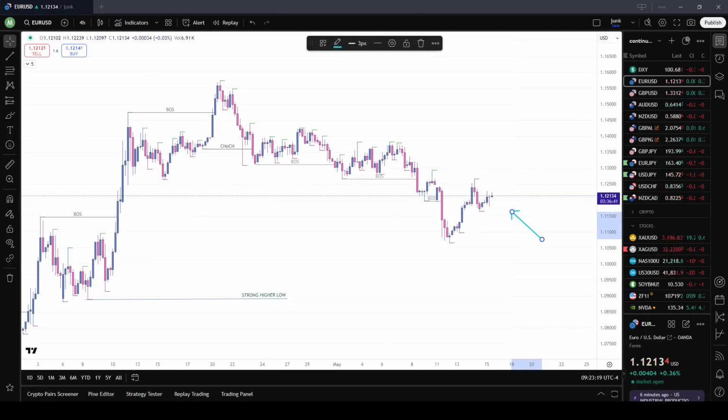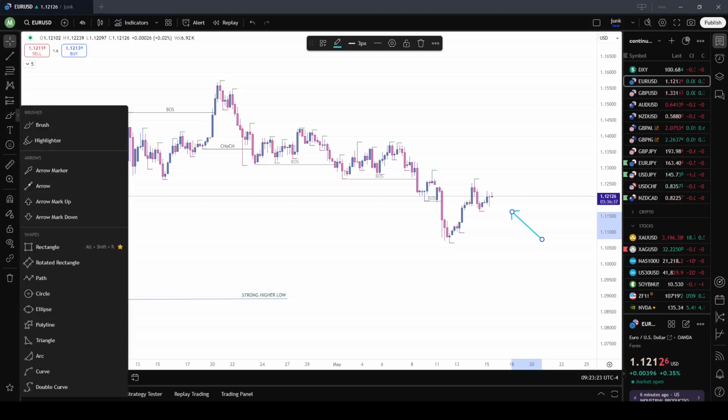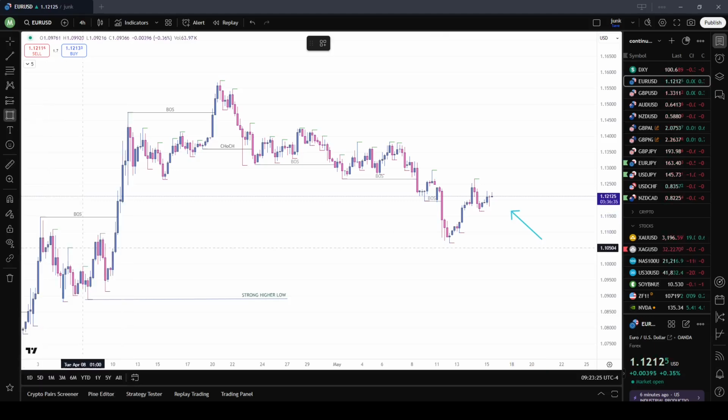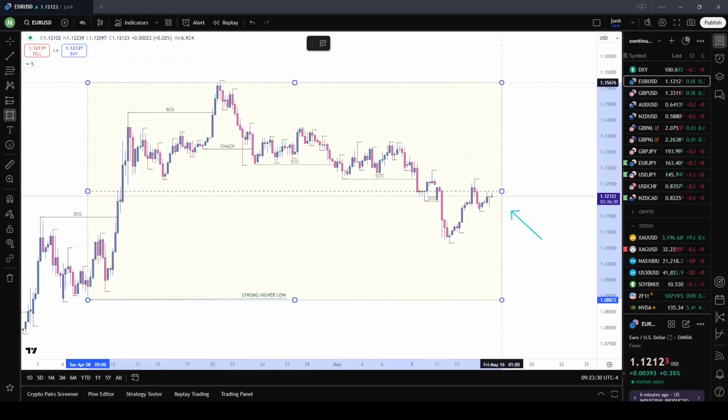Today, we'll start by taking a look at Euro USD on the 4-hour chart, and we'll start with mapping out the current range. And this is the overall range we've been dealing with.